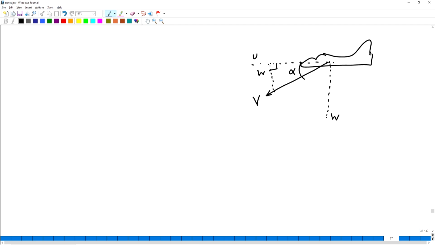So I can write tan alpha is nothing but perpendicular upon base. So here perpendicular is w and the base is u. All right. So we can write alpha equals tan inverse w upon u.